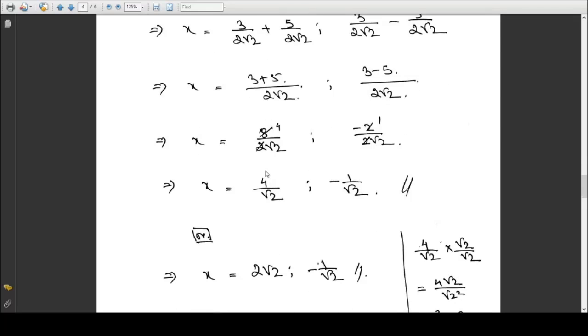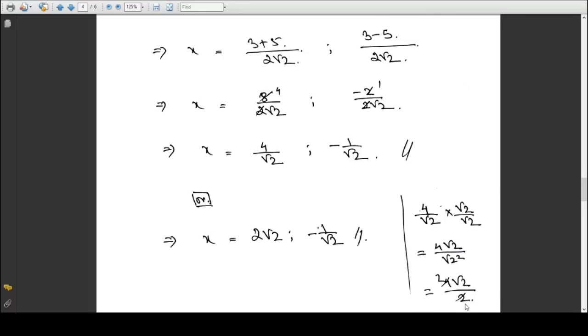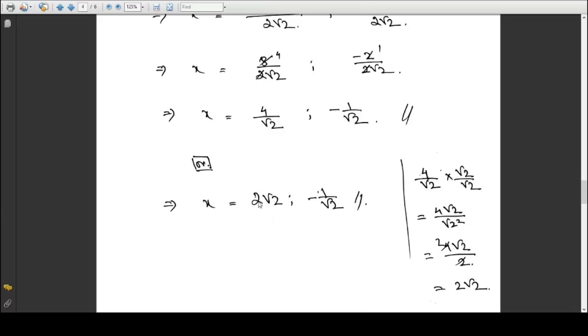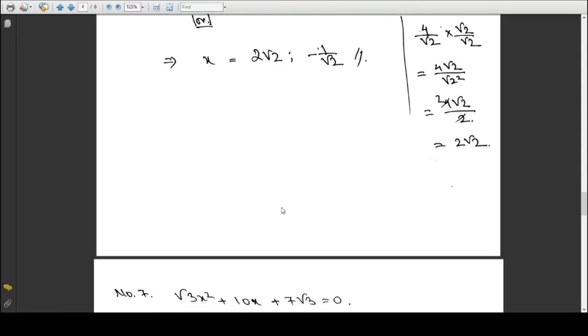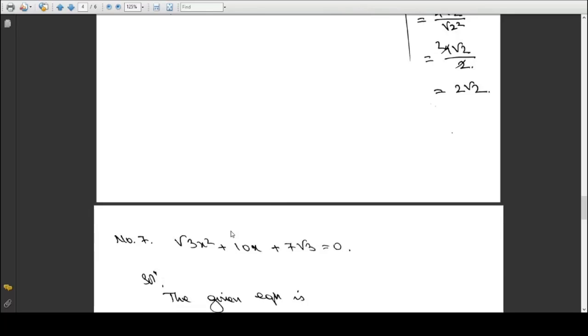Or here the answer is given to be this. It means this 4 by root 2, you rationalize. 4 by root 2, you multiply root 2 in numerator and denominator, you'll have 4 root 2 by root 2 root 2, root 2 square is 2. Cancelling 4 and 2, you'll get 2 root 2. Minus 1 by 2. The same thing I've done in a different way for the same problem, problem number 6. In whichever way you want to follow, either the first one or the second one, the answer you will get is the same. Okay, now the next, number 7.